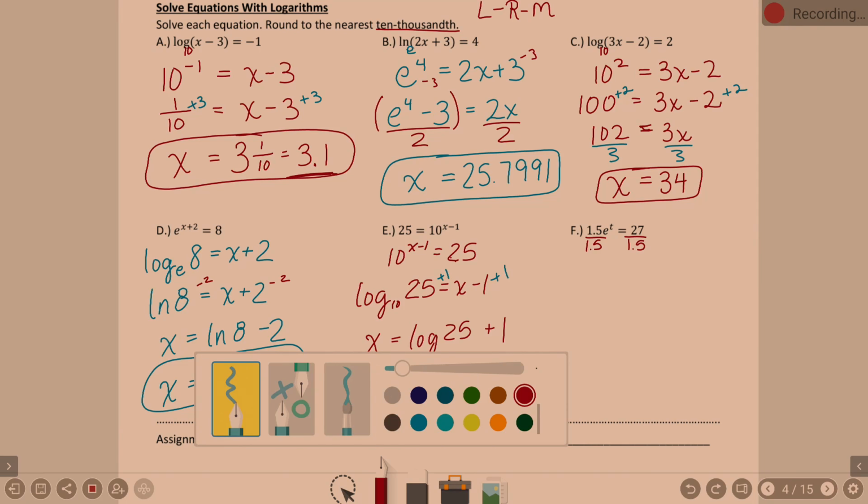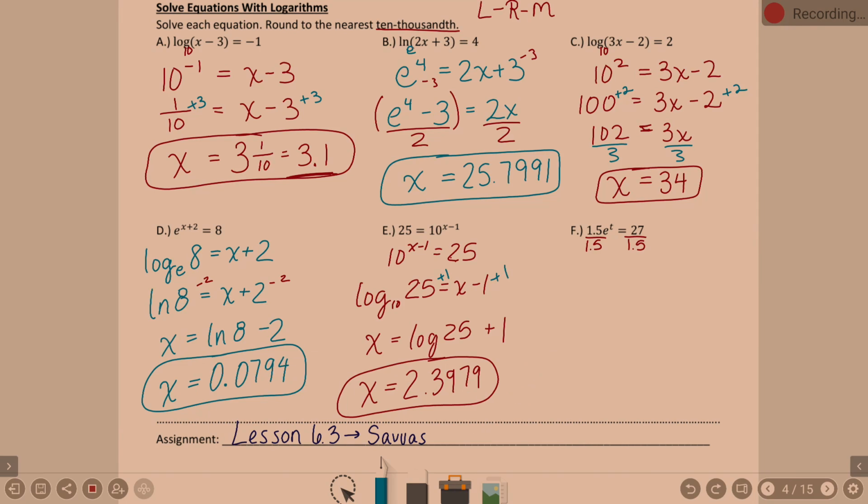So at that point, the 1.5s cancel. I have e to the t. Does 27 divide nicely by 1.5? Yes, it does. What is it? 18. I'll be honest, if it was going to be a big, ugly, messy decimal, I was just going to leave it written as is. Now, e to the t equals 18. Now I have a base raised to a power.